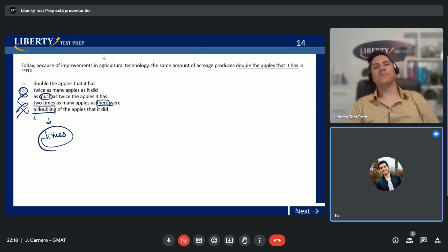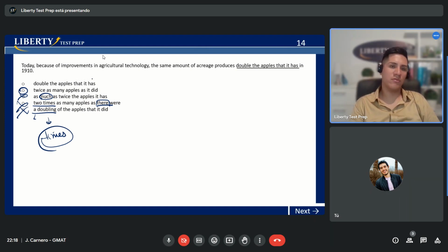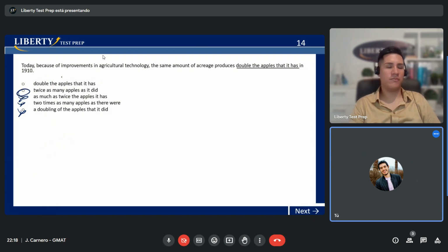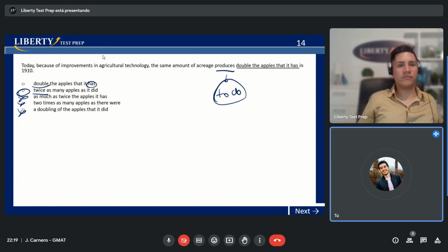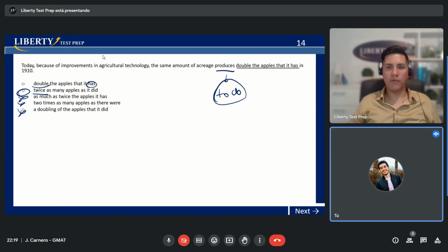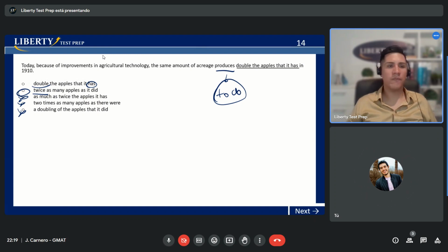Letter E or A, "double the apples that it has." Two things are weird: the helping verb "has" and "double." Double, because we prefer to have the word "times" if we want to set a multiplication. And "has," because the verb here is "produces," which gets replaced with "to do." So that's a helping verb. Very good. So there we have 14.